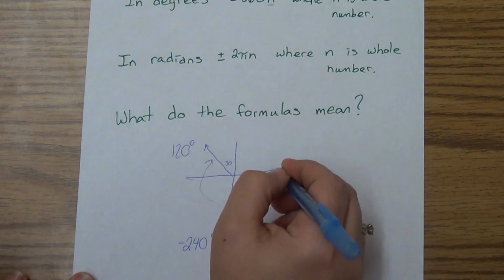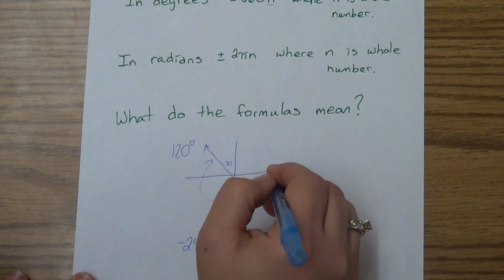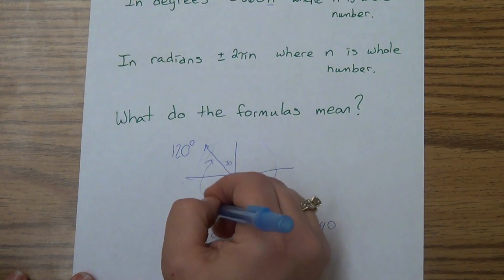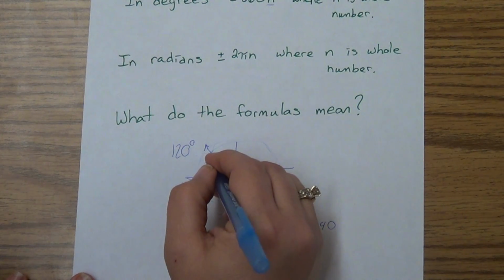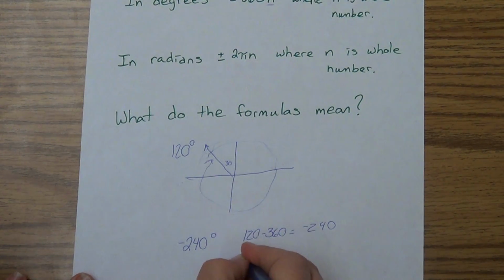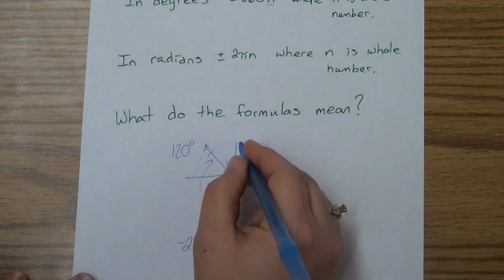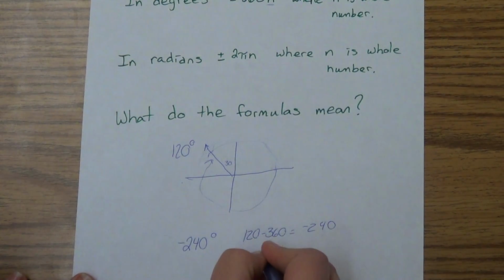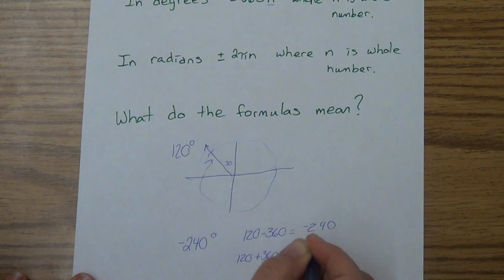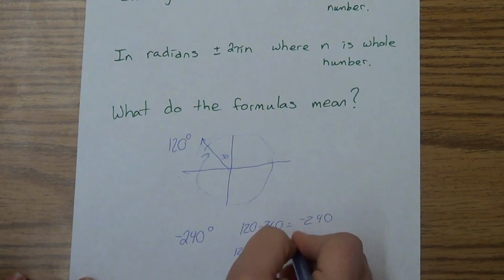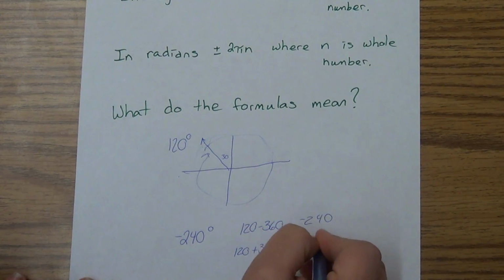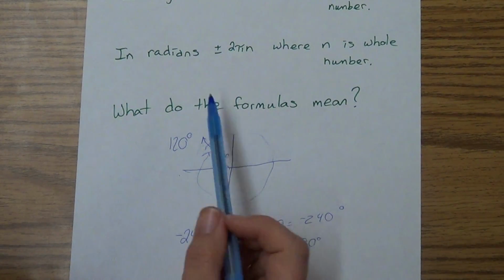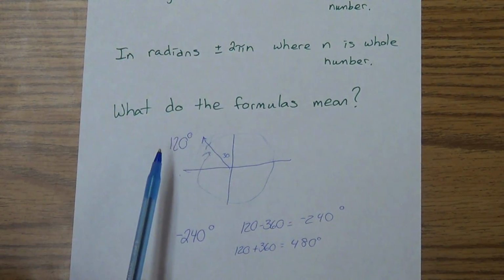Then if I want to go this way, positive, around the circle, so I've gone here. Now if I go around the whole circle, what have I actually gone? I've gone 120, which I did at first. Then I went around the whole circle, so plus 360, and that gives me 480 degrees. And I would do the same thing if I was going in radians.